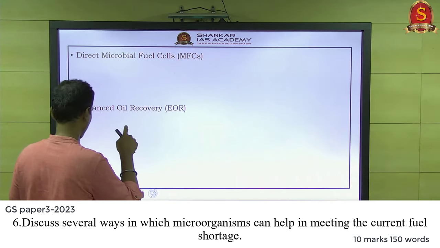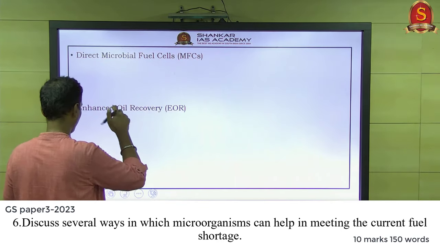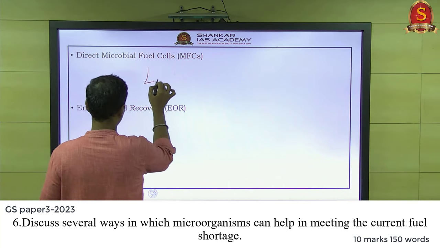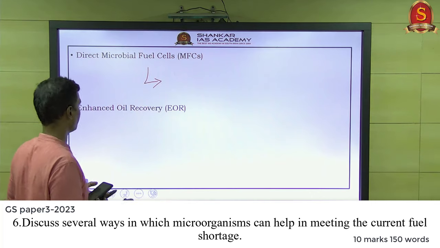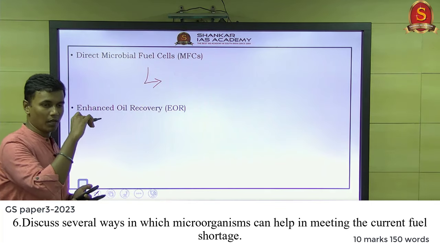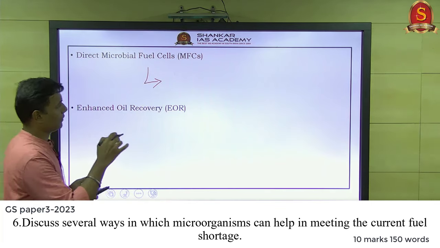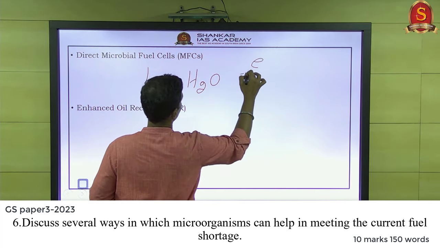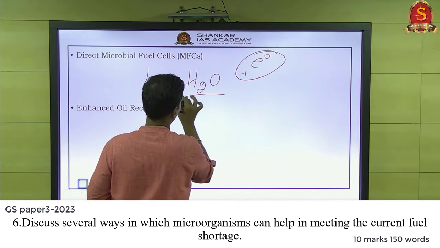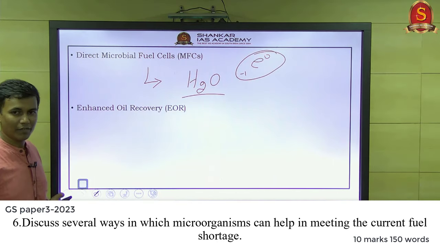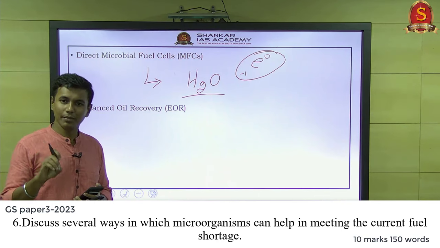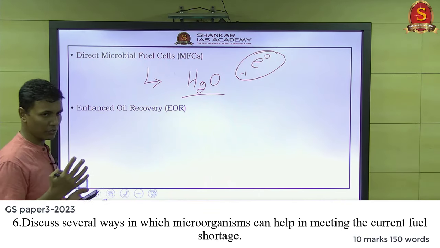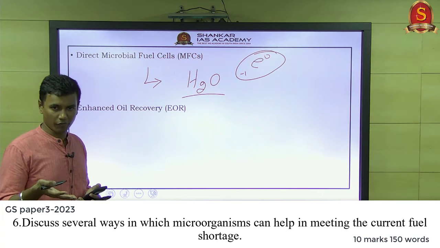Similar to that, in the case of direct microbial fuel cells, microbes can be used for producing hydrogen, and that can be used for operating the fuel cell. The biggest advantage here is the output is going to be only H2O. You are getting electricity by the movement of electrons, and the emission will be only greenhouse gases, and that too in very minimal amounts. So direct microbial fuel cell is a potential application by which you can reduce the dependence on fossil fuels.